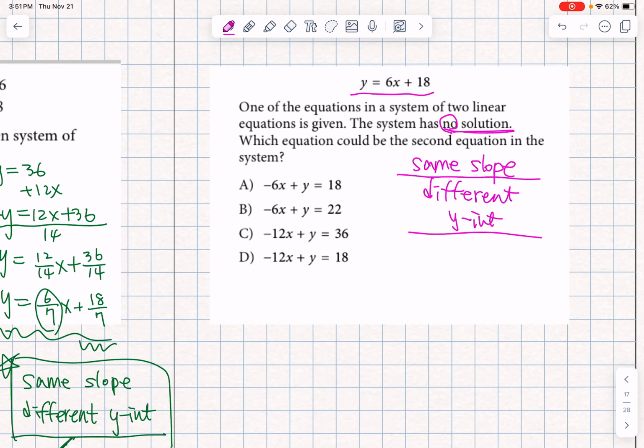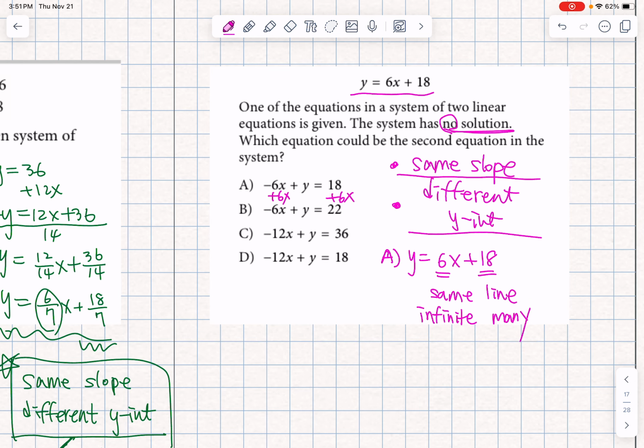Which equation could be the second equation in the system? Let's try the equation given for A. Add 6x, so y equals 6x plus 18. It has the same slope with the same y-intercept. I said the same slope with a different y-intercept, so this one is a totally same line. The same line means infinitely many solutions, so this is not going to be no solution.